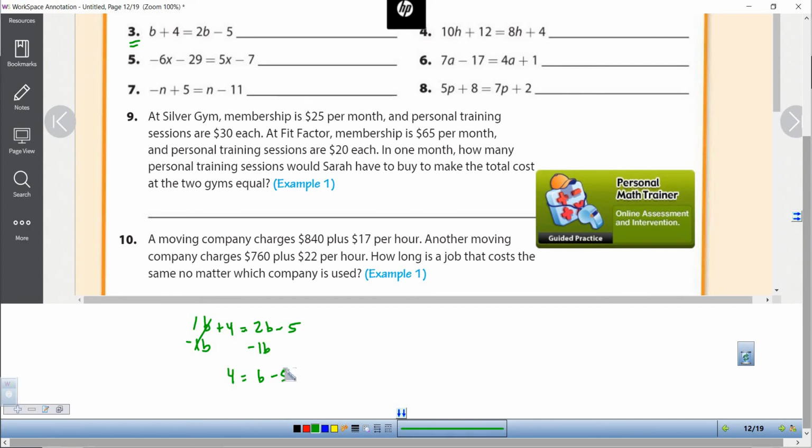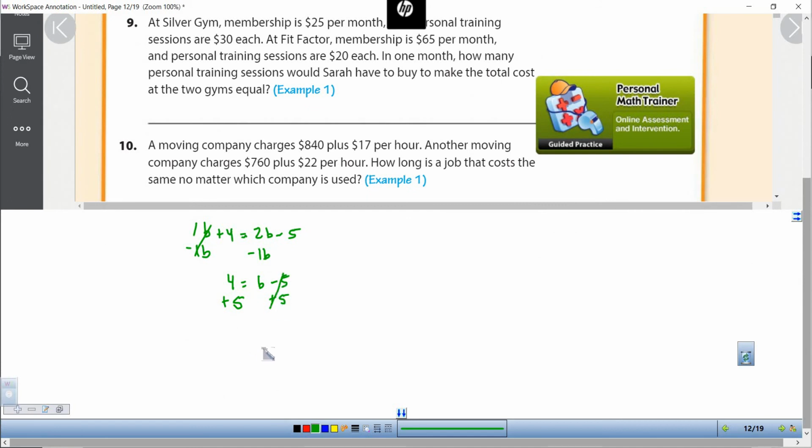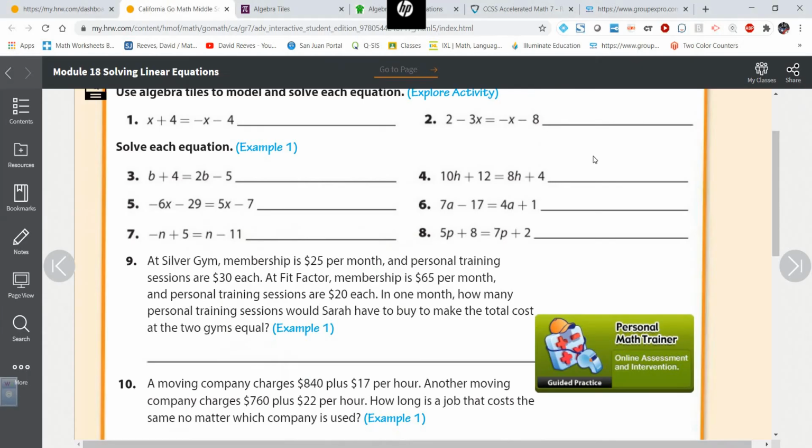Now I have, in this case, just a one-step equation. Many times it will be a two-step equation. My goal is to get that variable by itself. The opposite operations in the opposite order cancel. We get b is equal to 9. If we check it, does 9 plus 4 equal 2 times 9 minus 5? Well, 9 plus 4 is 13, and 18 minus 5 is 13. 13 equals 13. It checks, so that means my answer was correct. Woohoo!